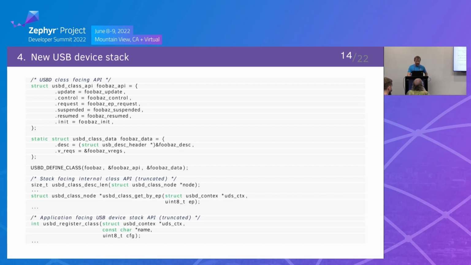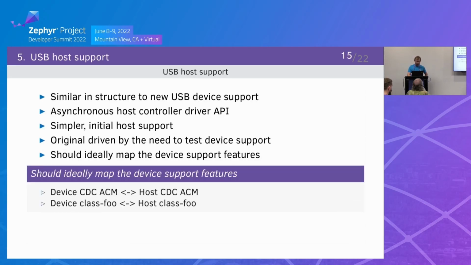What is new this year is the USB host support. It's similar in structure to the USB device controller driver API and USB device stack. The controller API is asynchronous, and the host support itself is in an initial state. It's very simple, and it was initially driven by the need to have a counterpart to device, for testing and driver debugging.